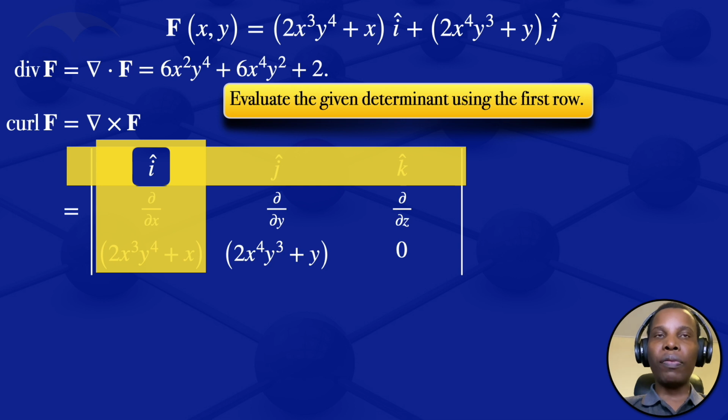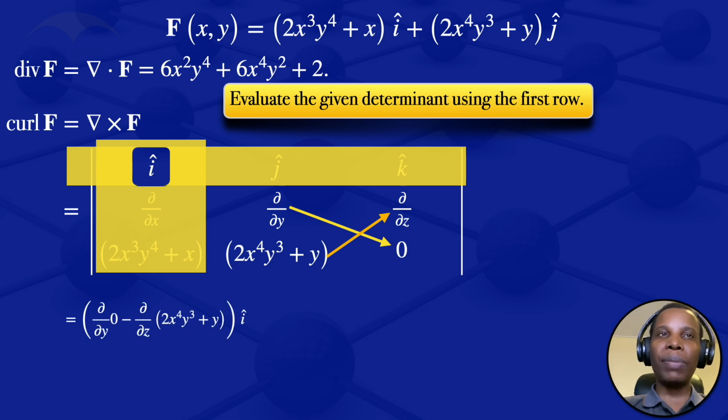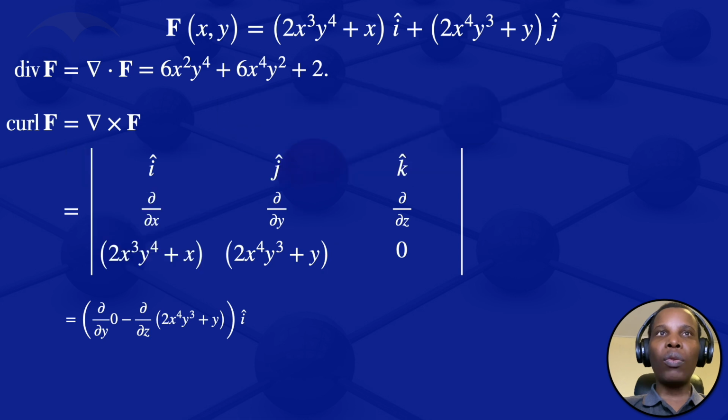So the determinant of the uncovered elements there, that's the determinant of a 2 by 2 matrix. So we'll take the partial derivative with respect to y of 0, then the partial derivative with respect to z of 2x to the power 4 y cubed plus y. So I will write it down there, the partial derivative with respect to y of 0 minus the partial derivative with respect to z of 2x to the power 4 y cubed plus y, i. Then I go on to the next part.